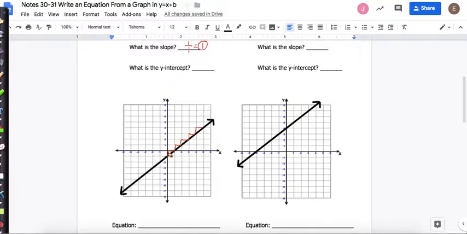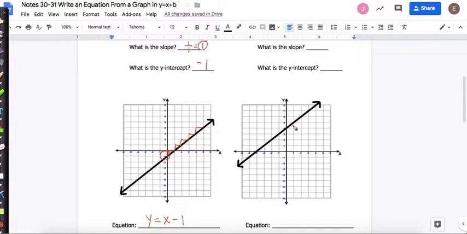What is the y-intercept? It's where it crosses the y-axis, which is right here. Notice I circled -1, so the y-intercept is -1. Now I'm going to write the equation. So we write y equals x when the slope is 1, and if it goes through somewhere other than the origin, I'm going to have an ending. Since it went through -1, I'm going to write x minus 1. So the equation is y equals x minus 1.